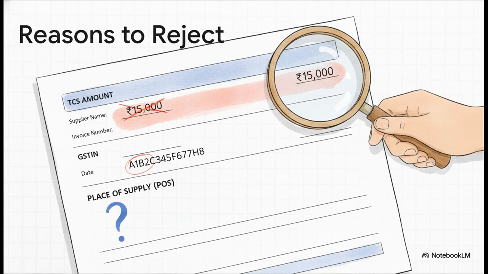Well, believe it or not, mistakes happen. Maybe the platform reported the wrong sales figure, which means the TCS amount is wrong. Or maybe there was a simple typo in your GSTIN. It's your job to be the final set of eyes on this data.